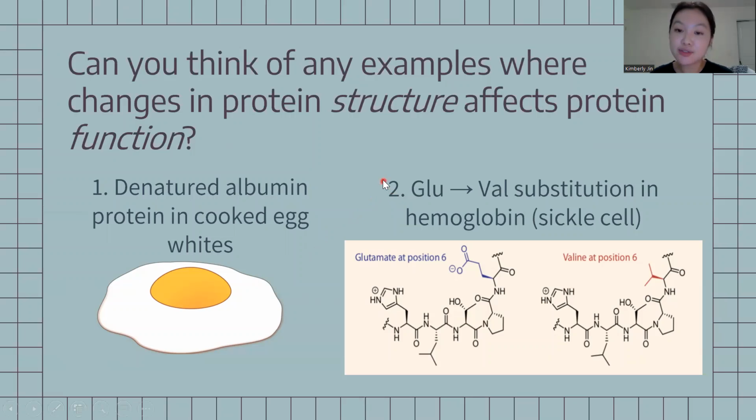The next example is very relevant to anybody who wants to be a physician. That is a single amino acid substitution of glutamic acid to valine, and this substitution gives hemoglobin the sickle cell phenotype. So it's significant to human physiology. I offer you these two examples so you can understand that we care about protein structure because it has such big implications on protein function.